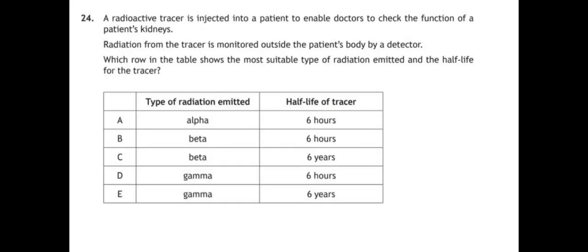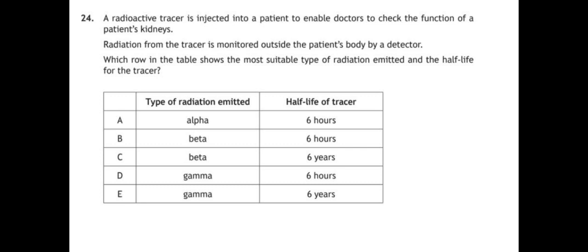Number 24. A radioactive tracer is injected into a patient to enable doctors to check the function of a patient's kidneys. Radiation from the tracer is monitored outside the patient's body by a detector. Which row in the table shows the most suitable type of radiation emitted and the half-life for the tracer? So, first of all, the type of radiation emitted. It's most likely they would use gamma radiation for 2 reasons. Gamma radiation is the most penetrating, so therefore will be easiest to detect outside of the patient's body. Gamma is also the least ionizing, so is therefore the least likely to cause harm to the patient's body tissue.